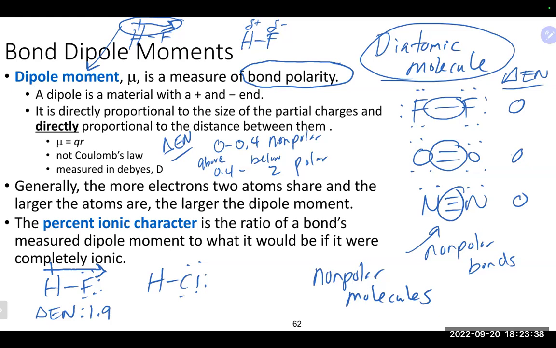So the simplest ones to figure out whether the molecule is polar, the molecular polarity, are diatomic molecules. All you have to do is identify, is that bond, the only bond there, polar or non-polar? If it's non-polar, it's a non-polar molecule. If it's a polar bond, it is going to be a polar molecule. Any questions on that there?